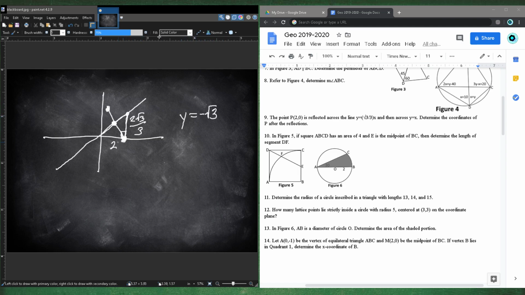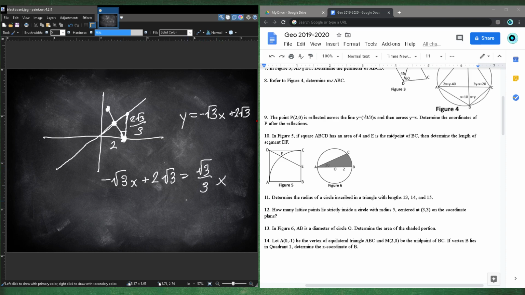And that has to go through the point (2, 0). So it's got to be x, so negative 2 square root 3. So you have to add 2 square root 3, so the y becomes 0. Right? So that's got to be the equation of this line. Okay, so negative square root 3 x plus 2 square root 3 is equal to our line, which is square root 3 over 3 x.